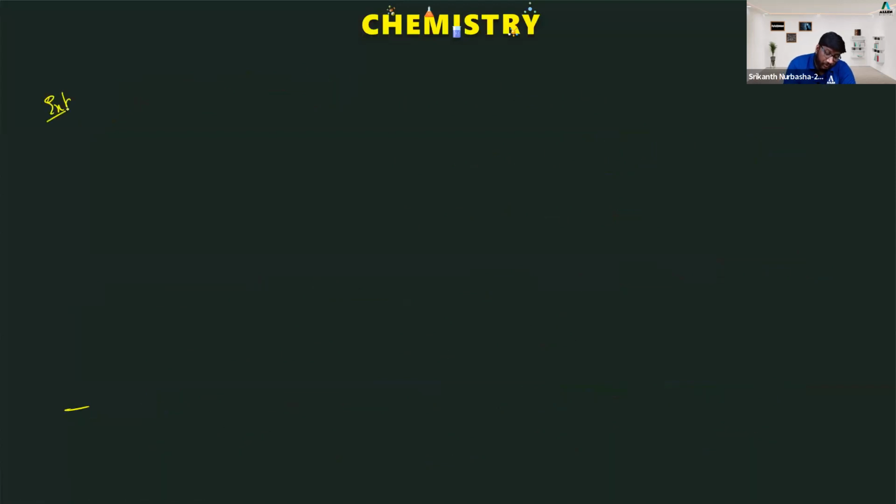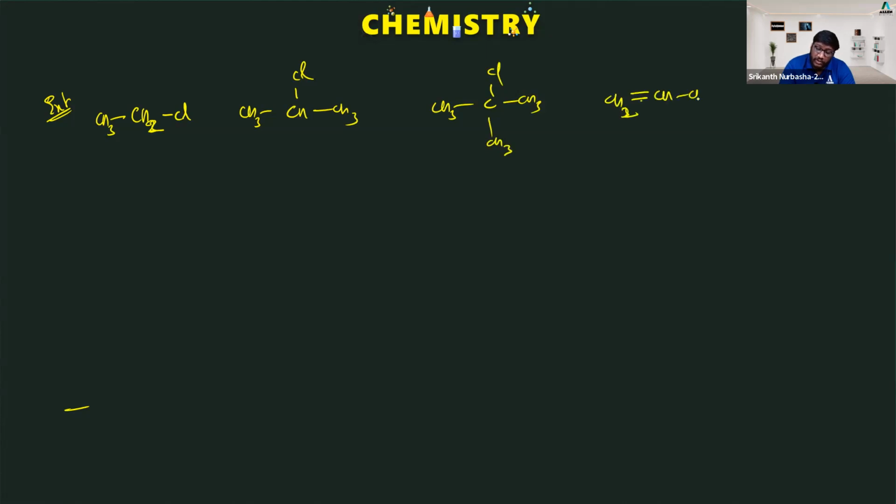For example, take CH3CH2Cl, CH3CHClCH3, CH3CCl(CH3)CH3, CH2=CHCH2Cl, and PhCH2Cl. Try to compare the rates of A, B, C, D, E.